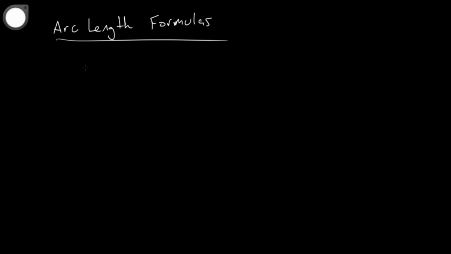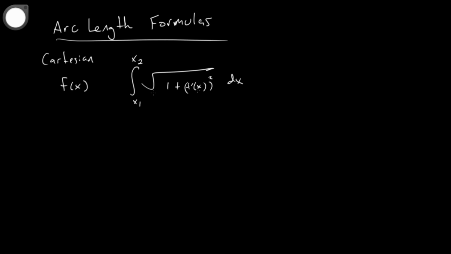All right, given a function of x, so Cartesian. If you're given a function of x, then your integral for arc length would be from x1 to x2, your bounds, of the radical, that's the sloppiest radical I've ever drawn. That'll do. 1 plus the derivative of the function quantity squared. Don't forget the squared, dx. That's it for if you're given a function of x.